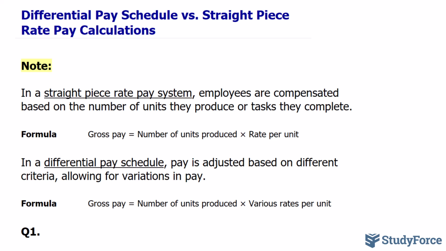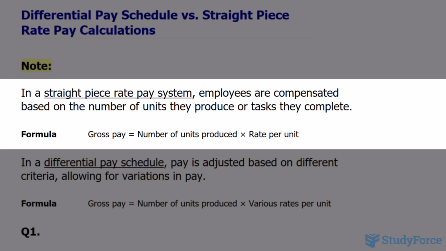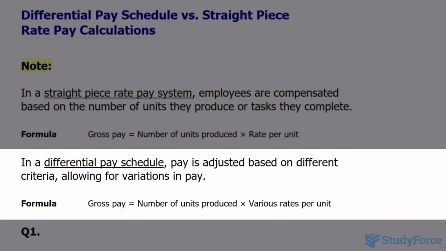Let's discuss two different pay systems. In a straight piece rate pay system, employees are compensated based on the number of units they produce or tasks they complete. We apply the simple formula where the gross pay is equal to the number of units produced times the rate per unit. On the other hand, in a differential pay schedule, pay is adjusted based on different criteria, allowing for variation in pay. Its formula is also displayed on the screen.